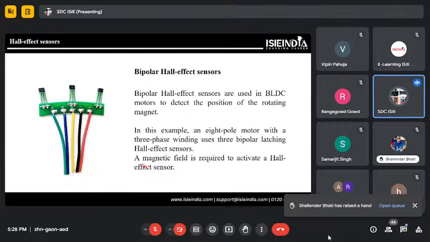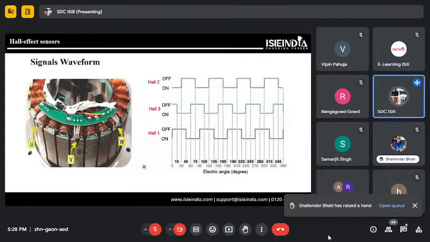But yes, it's a three-phase winding motor which has three bipolar latching Hall effect sensors. These bipolar latching Hall effect sensors are active sensors which can detect the position of the rotor for both north as well as south direction, right? So you can see that in the inbuilt architecture of the motor, you will find these types of sensors.